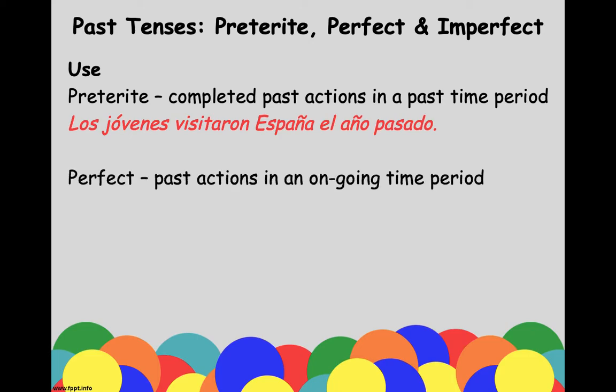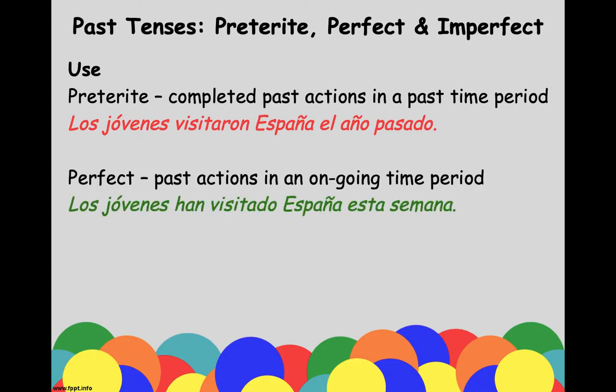If we compare that to the perfect tense, which I've also got a tutorial video on, that's not as common because it's used to talk about something that's happened in an ongoing time period. So for example, los jóvenes han visitado España esta semana. The young people have visited Spain this week. So in this example, we translate the verbs as have or has done something, so have visited. And the key here, esta semana, this week, is talking about an ongoing time period that hasn't finished yet. So that's why we're more likely to use the perfect tense in this example rather than the preterite.